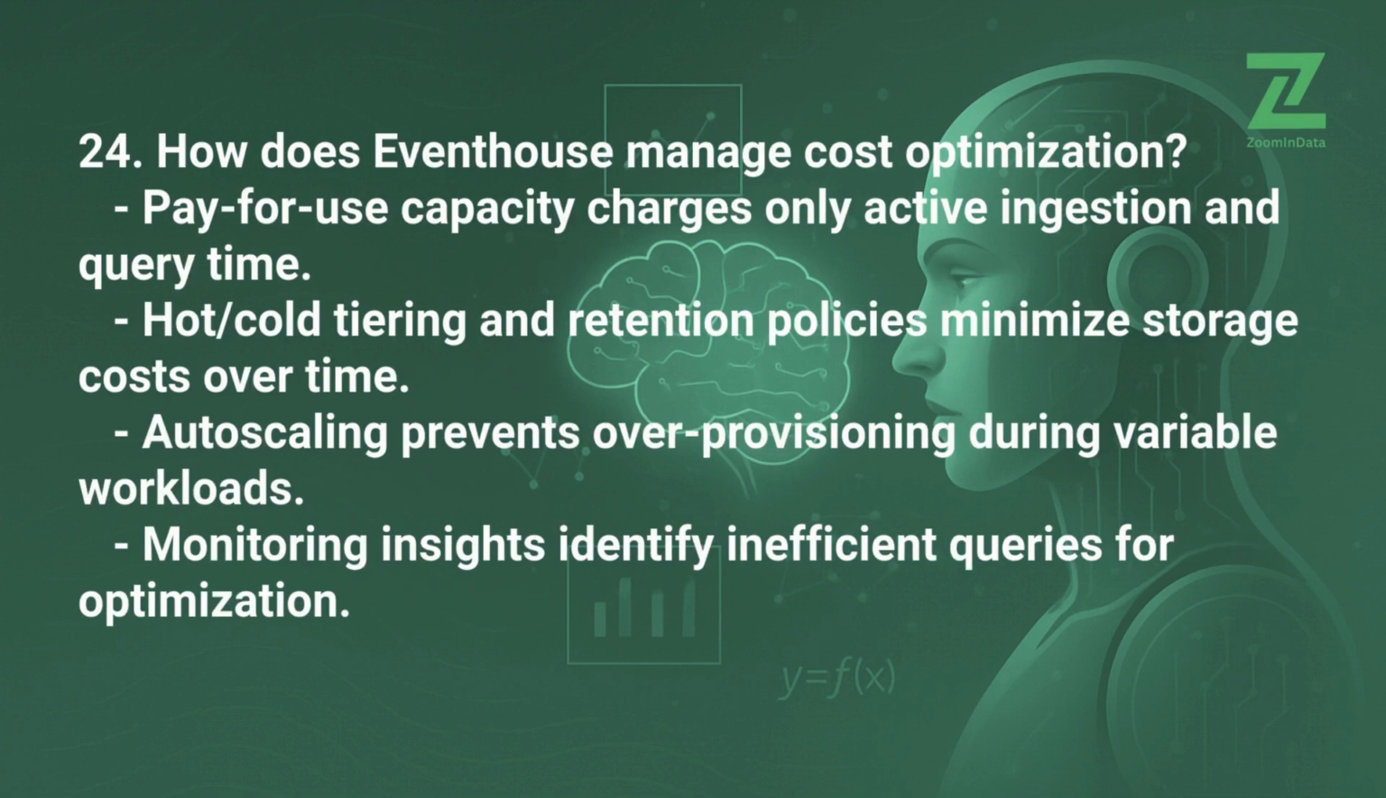24. How does Eventhouse manage cost optimization? Pay-for-use capacity charges only active ingestion and query time. Hot, cold tiering and retention policies minimize storage costs over time. Autoscaling prevents over-provisioning during variable workloads. Monitoring insights identify inefficient queries for optimization.